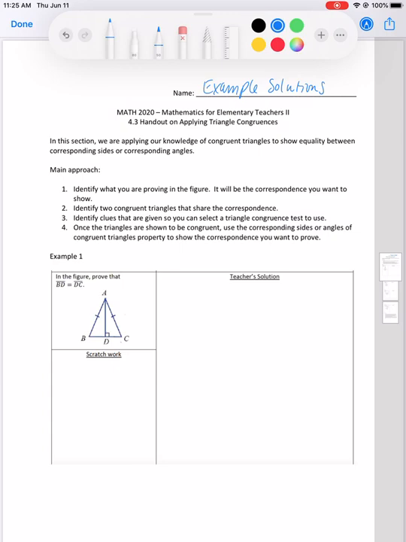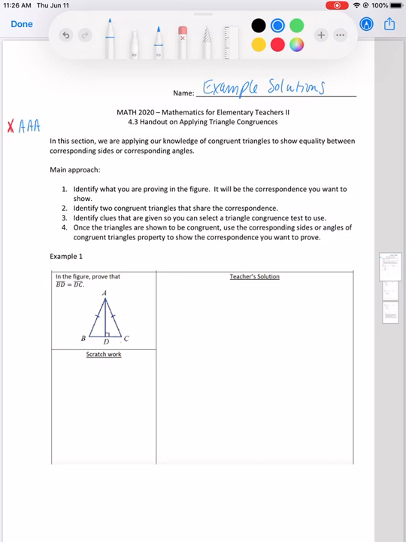Okay, so congruence tests review: which ones do work? We're going to go through all sets of 3 things. So the first one is angle, angle, angle. Do not try to show that 3 angles correspond to use a congruence test. That one does not work.